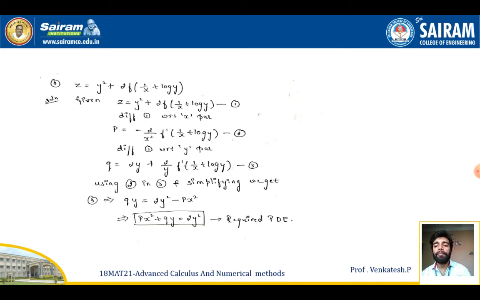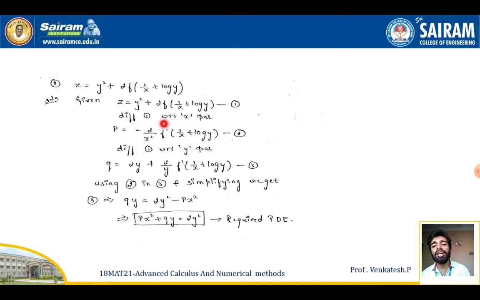So third problem, z is equal to y square plus 2 times f of (1 by x plus log y). Here the function f of (1 by x plus log y) is an arbitrary function we need to eliminate. So given z is equal to y square plus 2 times f of (1 by x plus log y), call it equation number 1.